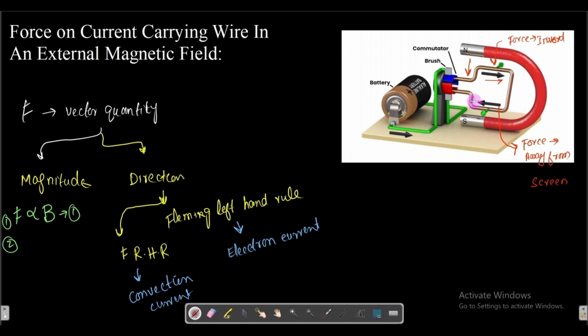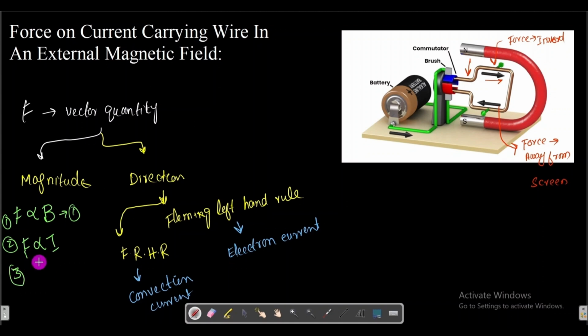If we increase the current from the battery, the force exerted on this conductor will be more, because when more current is passing through this conductor, it will produce more magnetic field. So due to the stronger magnetic field of the conductor, the interaction between the magnetic field of the conductor and the magnetic field of the external magnet will be increased. Therefore the force on the conductor will be increased.